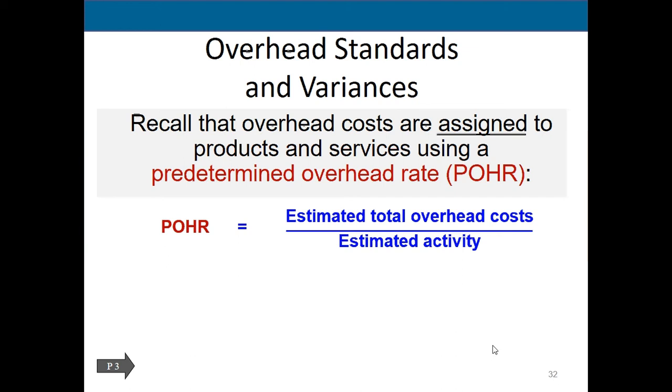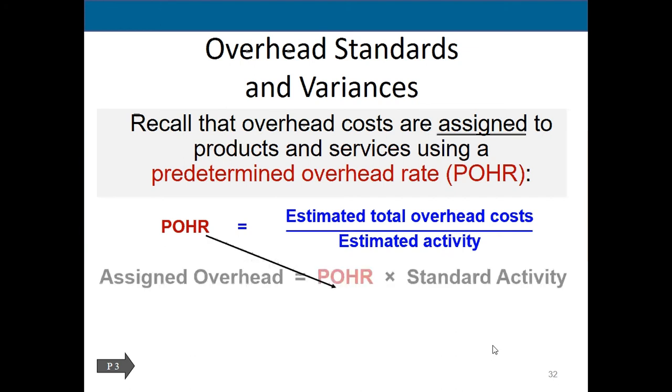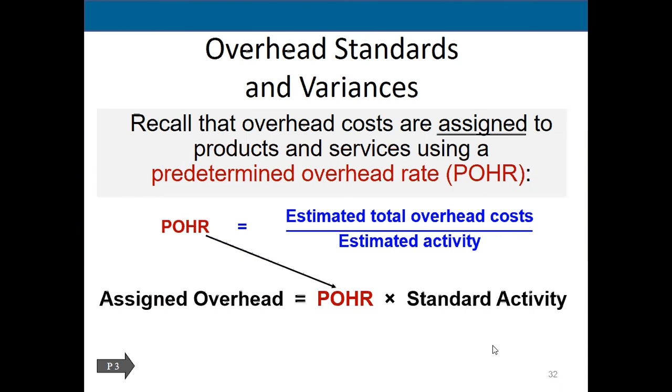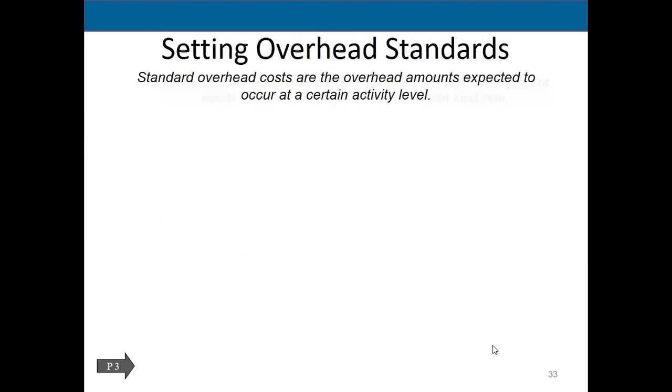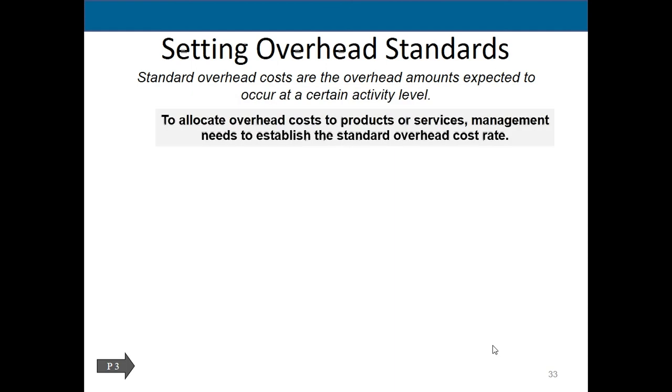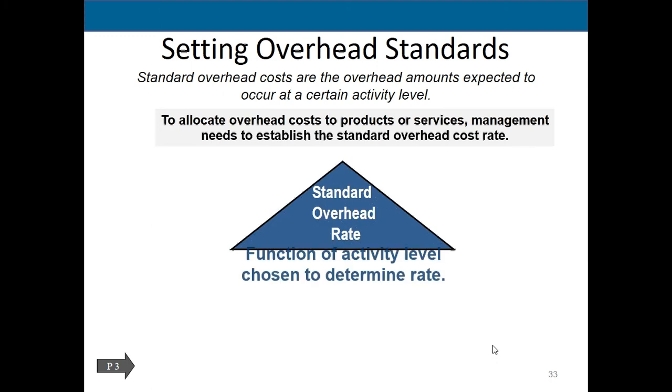How do we budget for that? And that's what gets a little bit weird in here. In order to assign overhead in our budget, we're going to take that predetermined overhead rate and multiply it by our standard activity. And in most cases, that's going to be direct labor hours. So when we set our overhead standards, we're going to allocate overhead cost to product services management. We have to do that cost rate.